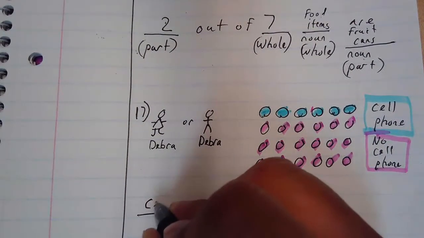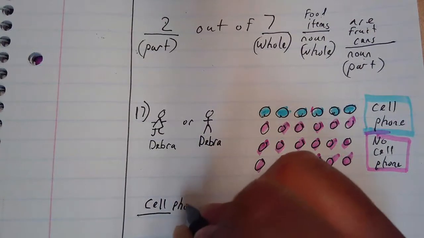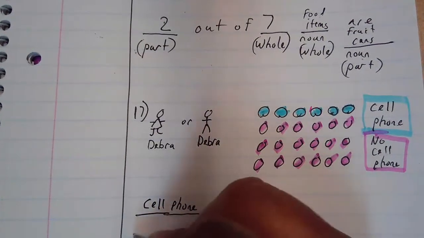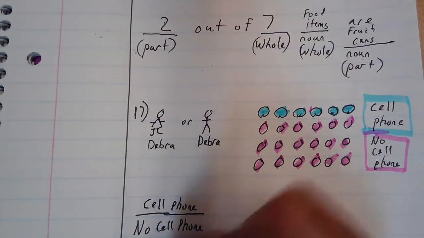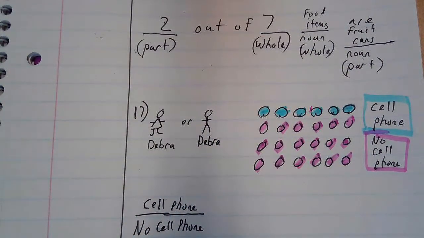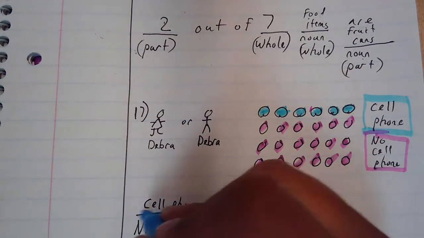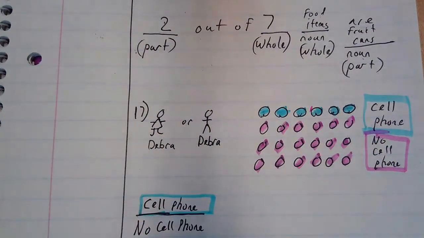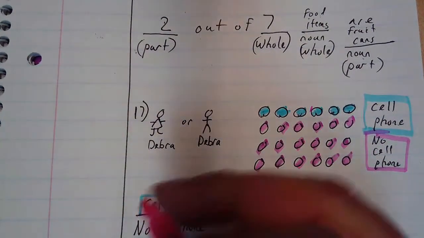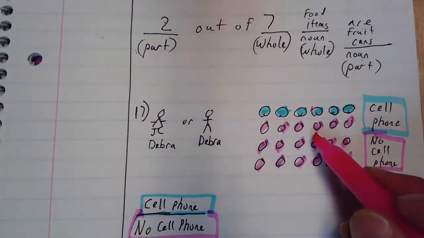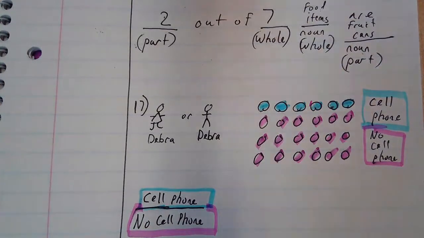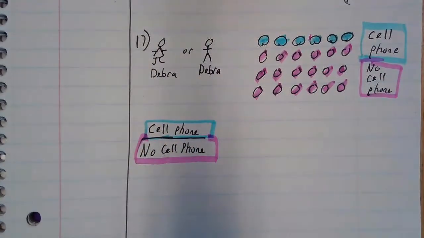So let's do cell phone people. No cell phone people. Hang with me here. Hang with me. You can get this. And if you notice, I am making a drawing. My drawings are very simple circles. No biggie. All of you can do that.